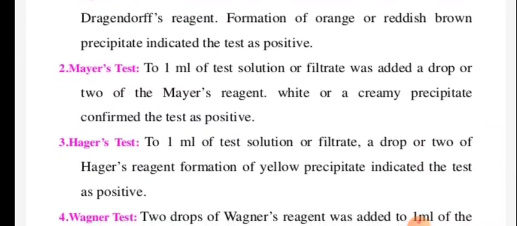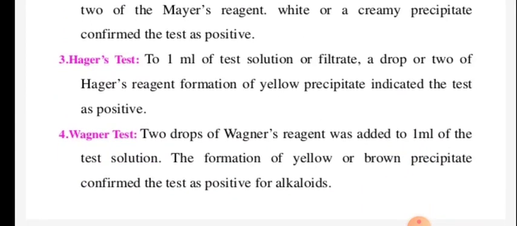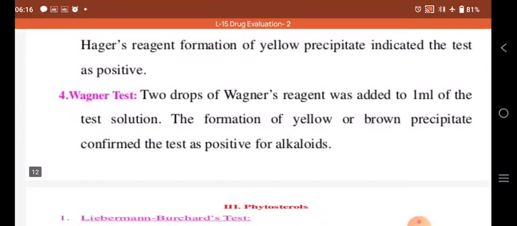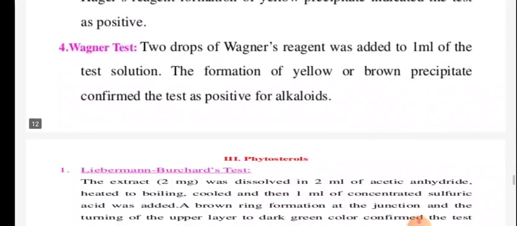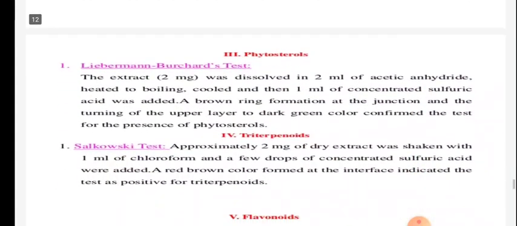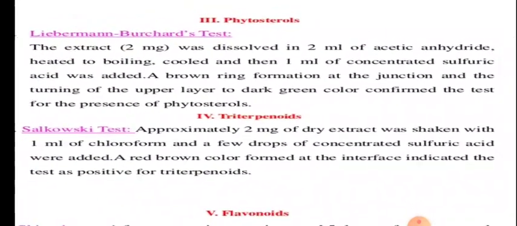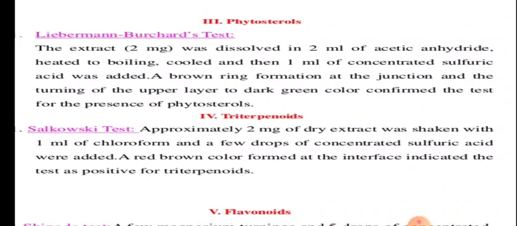Then Mayer's reagent: 1 ml of test solution with 1 drop of Mayer's reagent shows a creamy precipitate. Then Hager's reagent: 1 ml test solution plus a drop shows a yellow precipitate, and it is positive. And Wagner's reagent: 1 ml test solution shows a brown precipitate. So like this all tests are used. Then in the phytosterols test, the Liebermann-Burchard test is there.